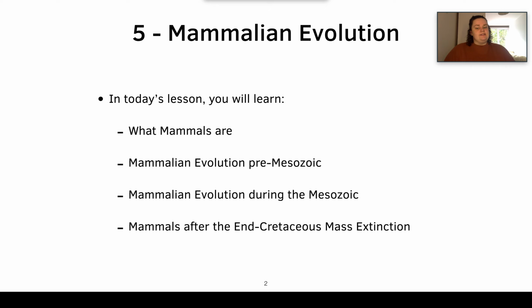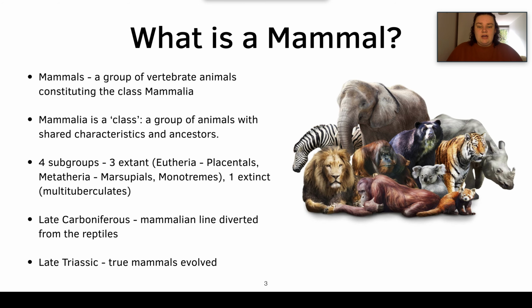So in today's lesson you will learn what mammals are, mammalian evolution pre-Mesozoic, mammalian evolution during the Mesozoic, and mammals after the end Cretaceous mass extinction. So let's get to it.